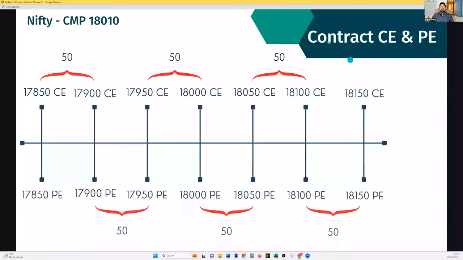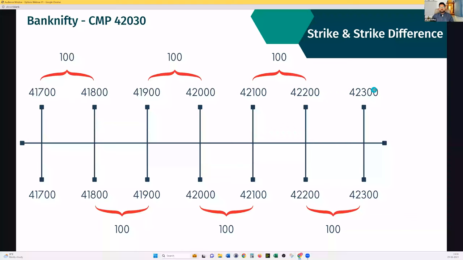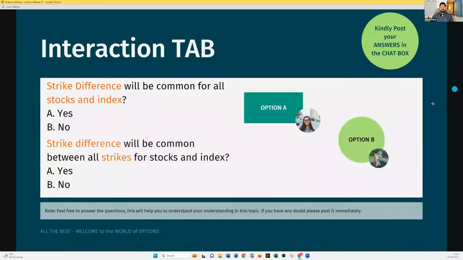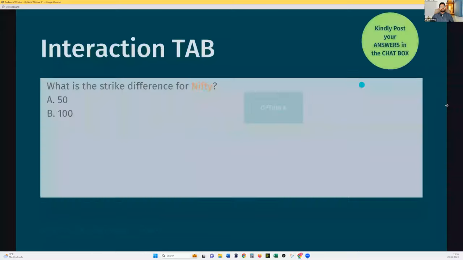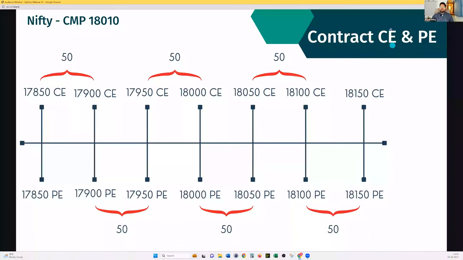And now we have the contracts. Earlier, you would have been confused why we had the same number at the top and at the bottom. Whenever it comes to a strike price, we will have something called call and put. So along with the strike, we have CE and PE. Each and every strike.